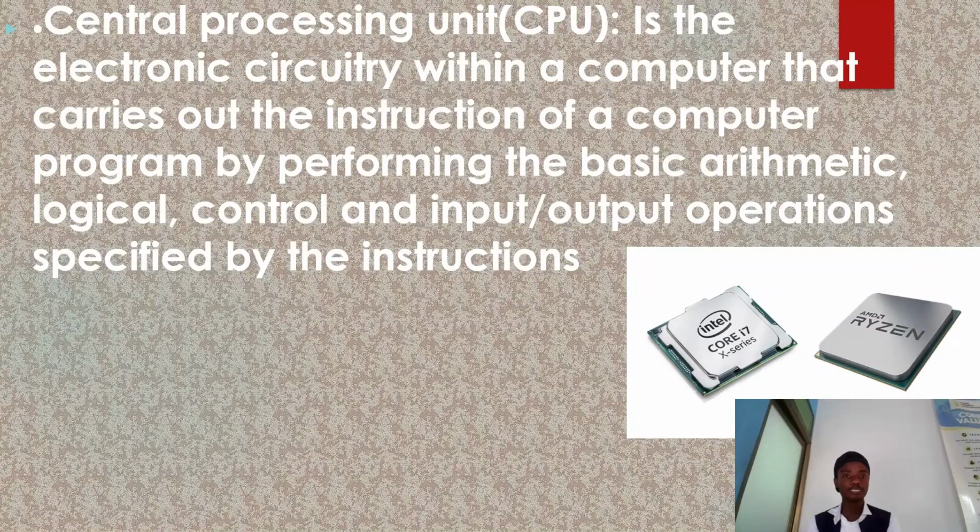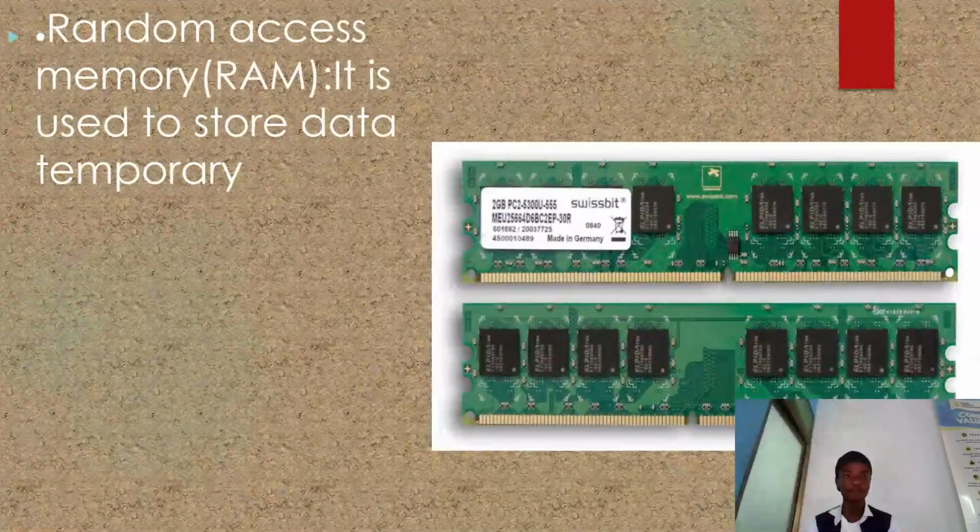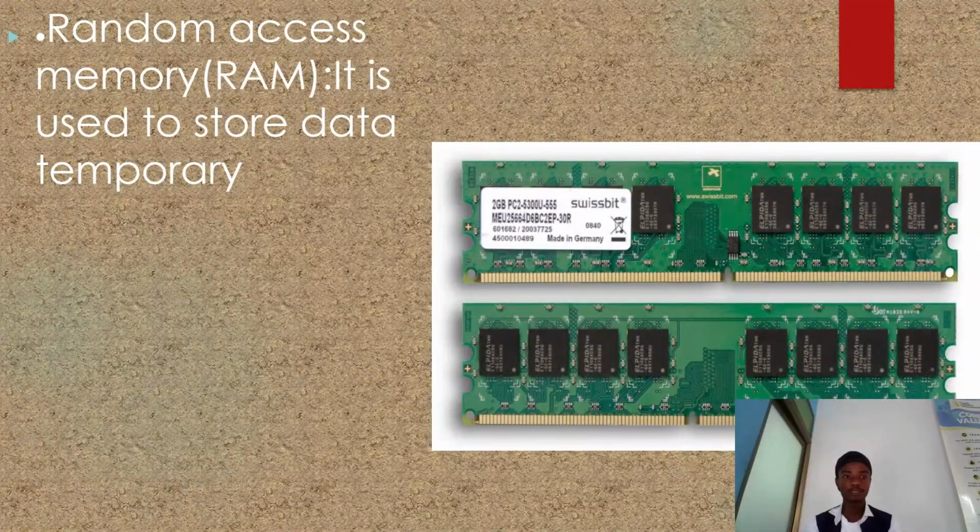Now, what a CPU is? CPU, as I said earlier, is the electronic circuitry within a computer that carries out the instructions of a computer program by performing the basic arithmetic, logical, control, and input or output operations specified by the instructions. Random access memory is used to store data temporarily. And as you can see, it's an image of the random access memory.